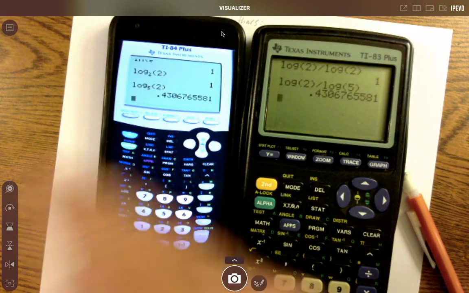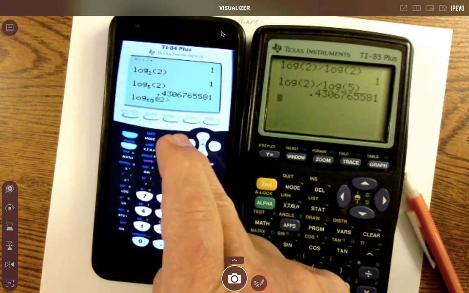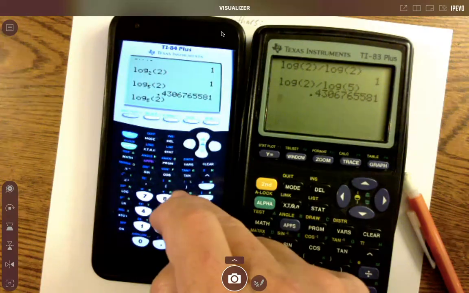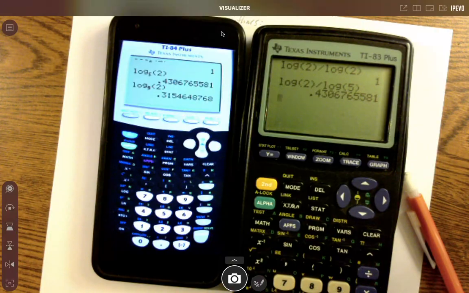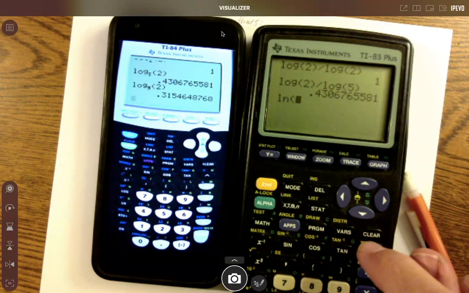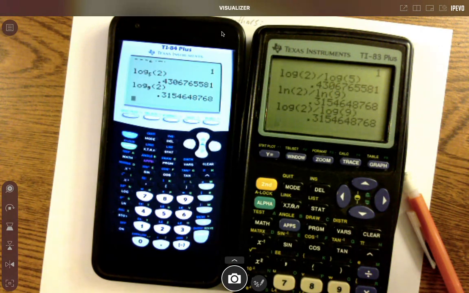Let's do another one. Let's make this log base 9 of 2. So now I get that value. I could do natural log instead: natural log of 2 divided by natural log of 9, as long as you use natural log again, and that should give me that same value. Just to show you it doesn't matter whether I use natural log or log, I could do log of 2 divided by log of 9, and I get the same value. That's called the change of base formula.